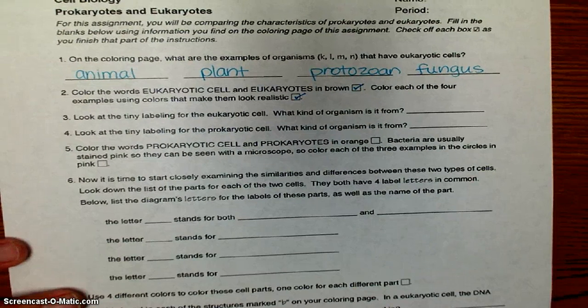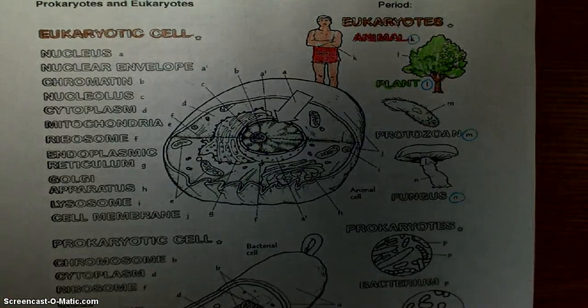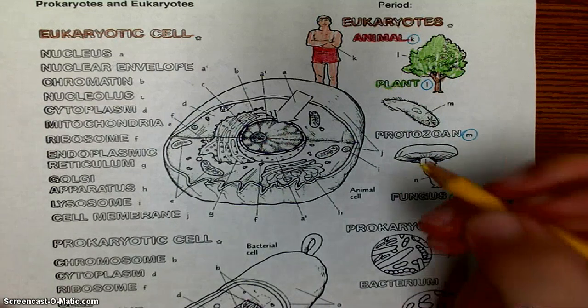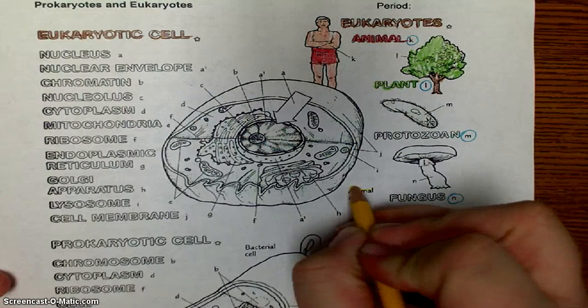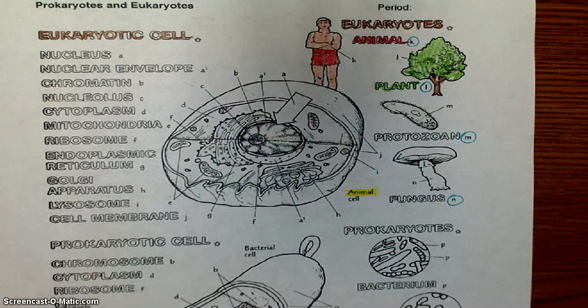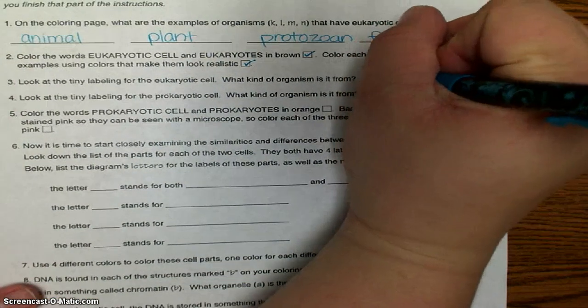Now, look at the tiny labeling for the eukaryotic cell. What kind of organism is it from? So if I flip my paper over and I look, I see that my eukaryotic cell, this one up here, is from an animal cell. You do not need to highlight it, I'm just highlighting it so you can see it. So on the back of my paper, for number 3, I'm going to write animal.